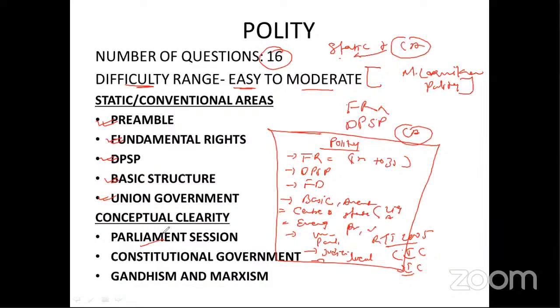Then constitutional government: what is the parliamentary form of government, what is the presidential form, what is federal government, what is the unitary form of government. That's why M Laxmikant is called the bible for polity, because every chapter is nicely written on Indian polity. Not only civil aspirants preparing for UPSC, anyone who wants to know about the political structure of India can read M Laxmikant. Whatever information is required for an educated person, an IAS officer or any bureaucrat is very nicely written in the book.